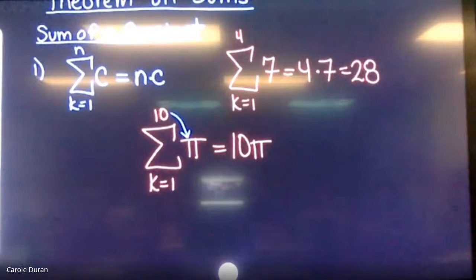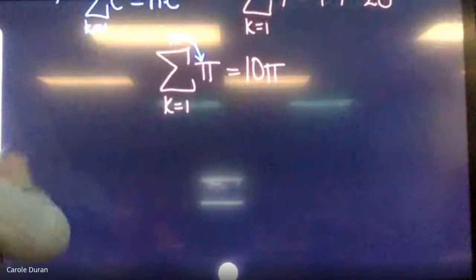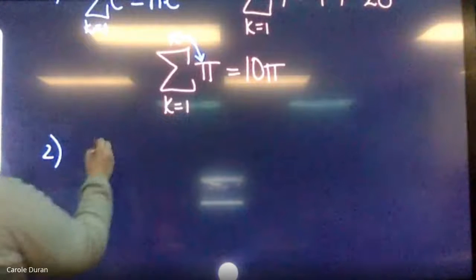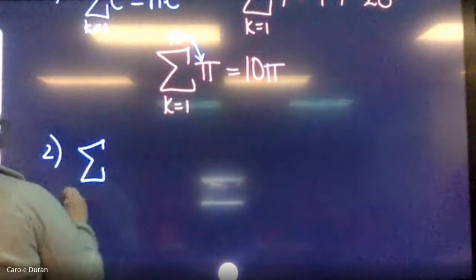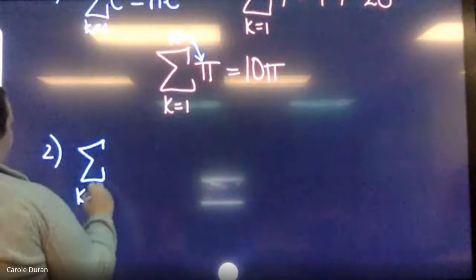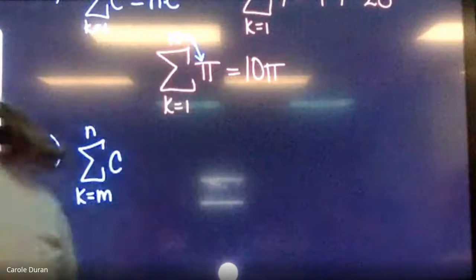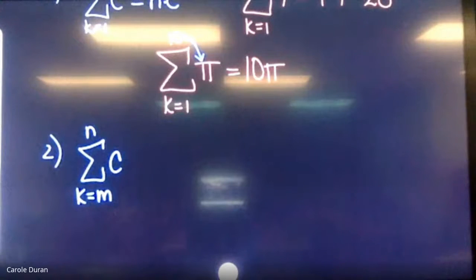Any questions on that? Okay, so then what if it's given to me a little bit differently? Let's say, for example, I have the summation from k equals m to n, again, still of some constant c. So this is what Nadia brought up. What if I don't start at term 1?